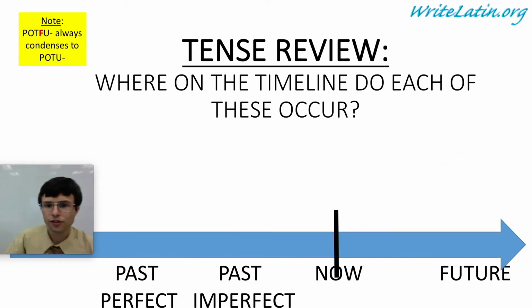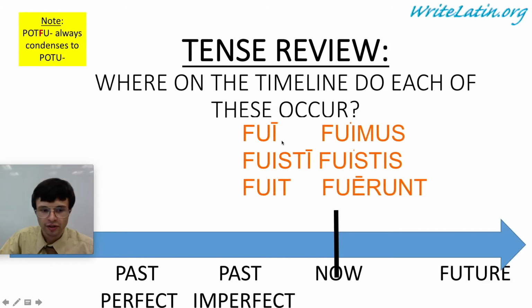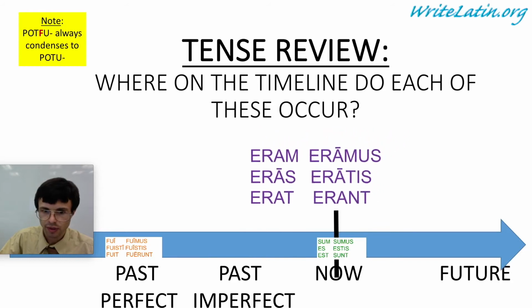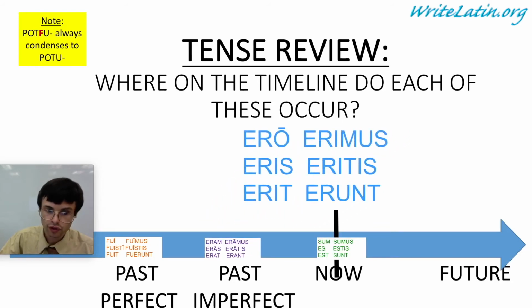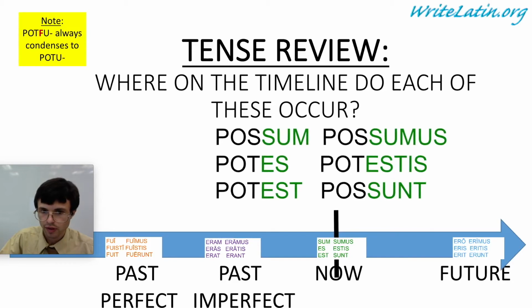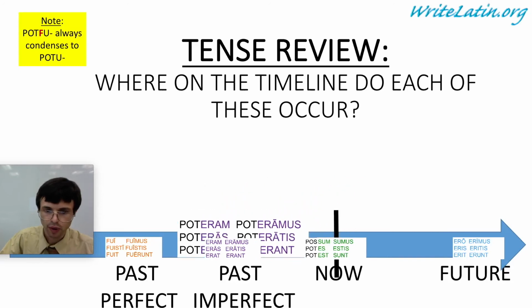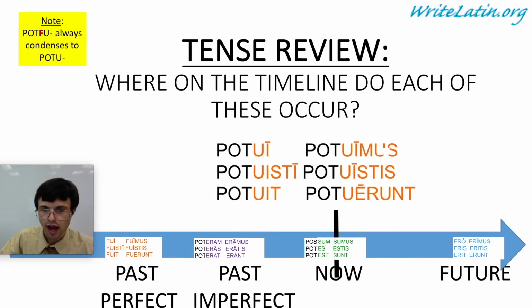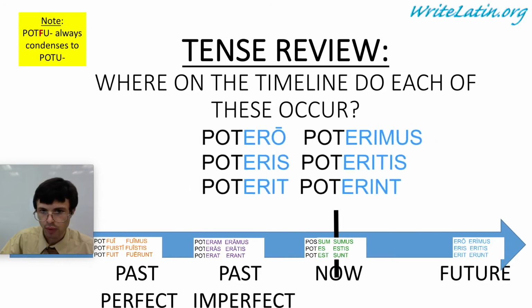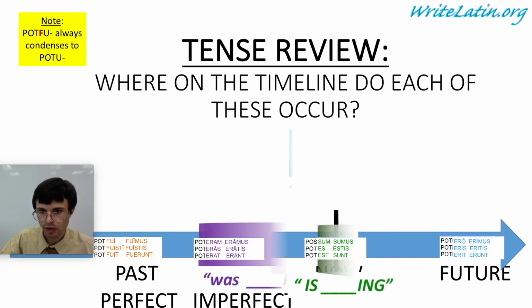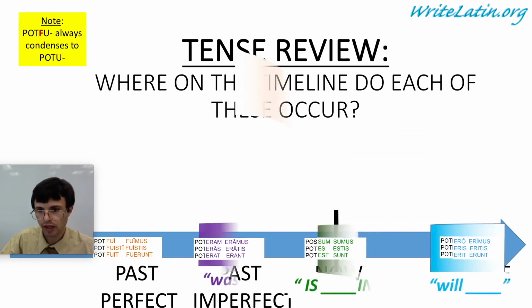So let's do our standard tense review. When on the timeline do these occur? Watch this because you're going to have to do it on your own in a second without the aid of the colors. Hopefully you know this is perfect, present, imperfect, future, right? Present again, imperfect, I was being able, I was able, I will be able, is blanking, was blanking, will blank, or will be blanking, blanked.